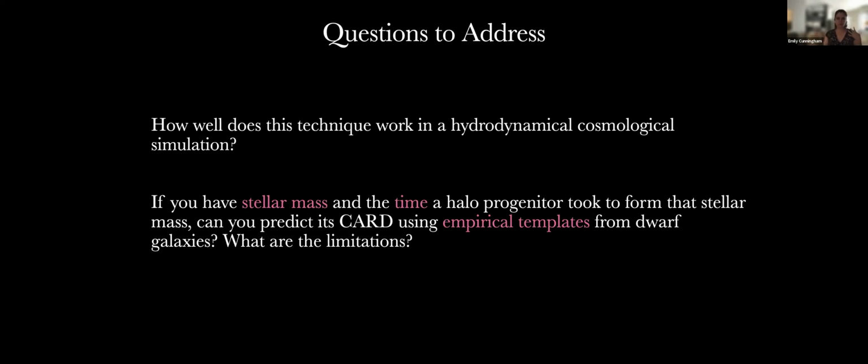So we tried to address a few questions in this paper, but the one I want to focus on today is just how well does this technique work in a cosmological simulation? Can you do this at all in the cosmological simulation context? And so, as I mentioned earlier, the fundamental question here is that if you have the stellar mass and the time that a dwarf galaxy or halo progenitor took to form its stellar mass, can you predict its CARD using empirical templates from present day dwarf galaxies? And what are the limitations of this?